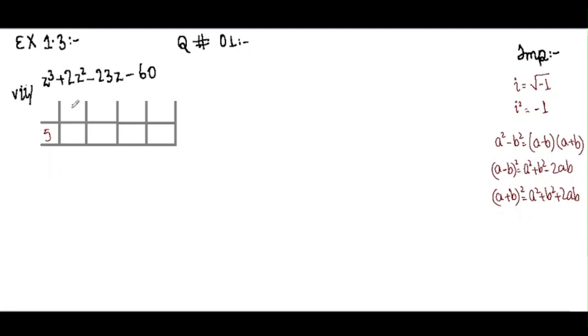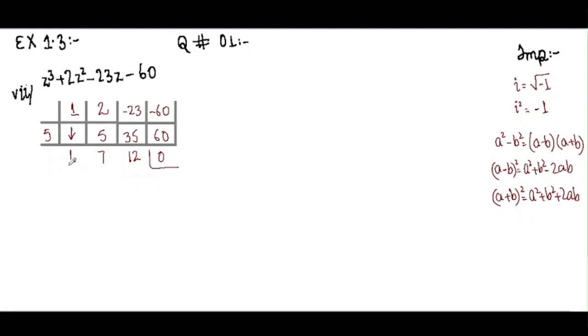Now we write the coefficient of z cube, which is 1, the coefficient of z square, which is 2, the coefficient of z, which is minus 23, and the coefficient of z naught, the constant term, which is minus 60. 1 will be written here as it is. So 1 into 5 gives us 5. 5 plus 2 gives us 7, and 7 into 5 gives us 35. Now 35 minus 23 we get 12, and when 12 is multiplied with 5 we get 60, and 60 minus 60 gives us 0. So the last term has become 0, the remainder is 0.